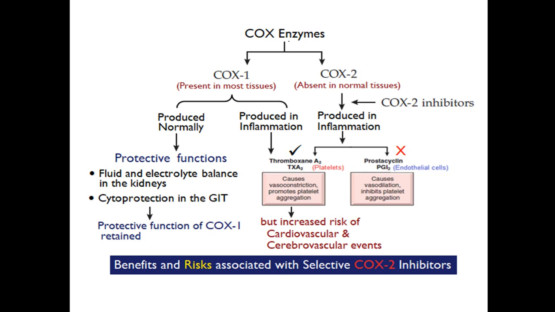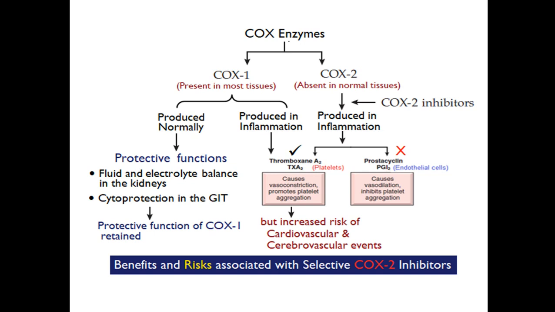In talking about the cyclooxygenase enzyme, or COX enzyme, there are two types: COX-1 and COX-2. COX-1 is present constitutively in all cells and in most tissues, and it is said to have certain beneficial roles. COX-2, while not normally or constitutively present in normal tissues, is produced during the inflammatory process, where inflammation and tissue injury occur.